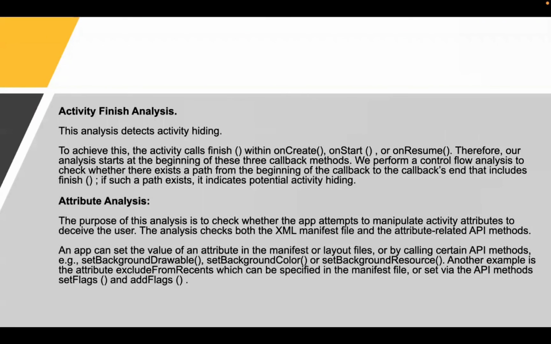Next, we are coming to activity finish analysis. This analysis detects activity hiding, that is, whether an activity is terminated prematurely before being displayed. To achieve this, the activity calls finish within onCreate, onStart, or onResume, or their descendants in the call graph. Therefore, our analysis starts at the beginning of these three callback methods. We perform a control flow analysis to check whether there exists a path from the beginning of the callback to the callback's end that includes finish. If such a path exists, it indicates potential activity hiding. We name this AF analysis for short.